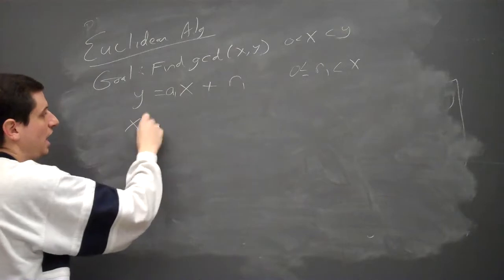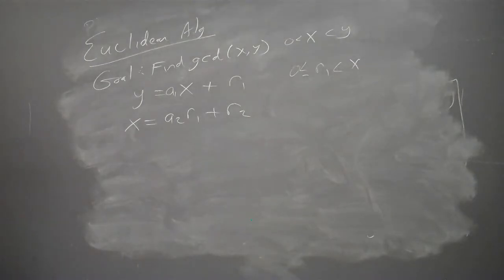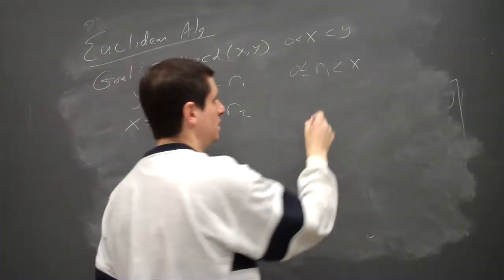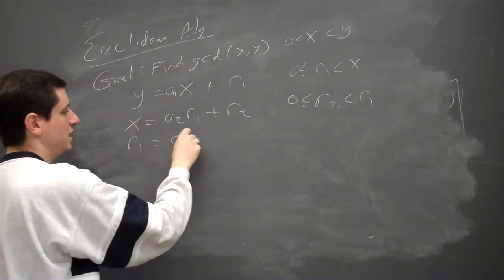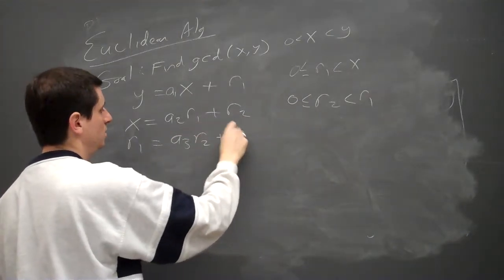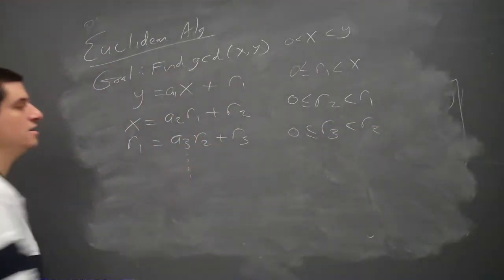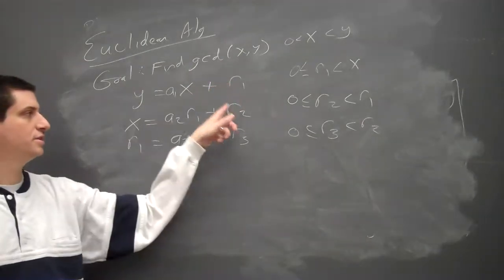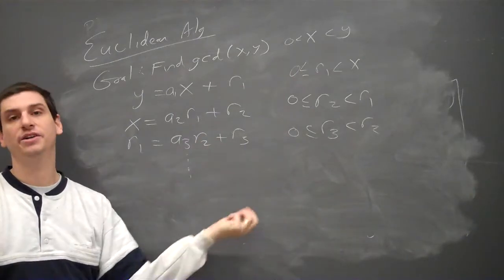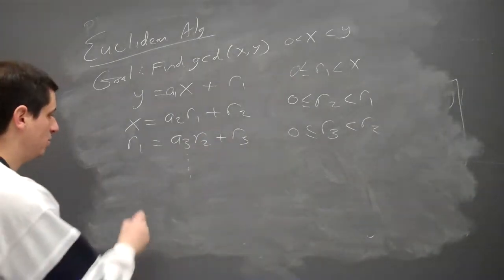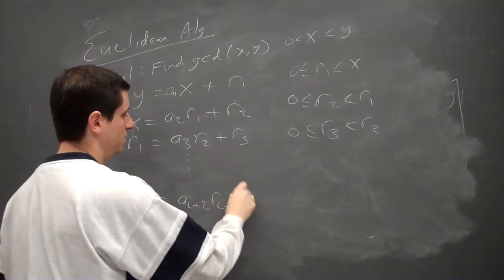Now, I write x as a multiple of R1 plus a remainder. What can you tell me about the remainder R2? Less than R1. And I can keep going. I can write R1 as A3 R2 plus R3, with R3 less than R2. And I can continue. Every time I do this, the remainder has to decrease by at least 1. So eventually I will go down and I will get a remainder of 0. So eventually I will get R(L-1) = A(L+1) R_L plus 0.